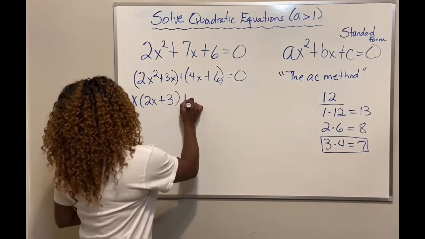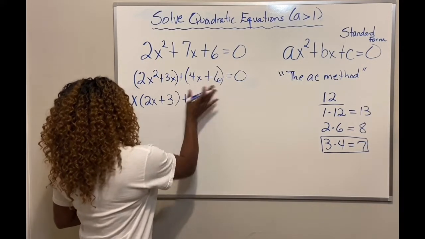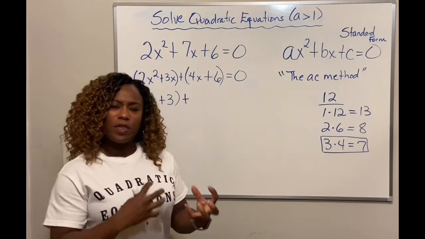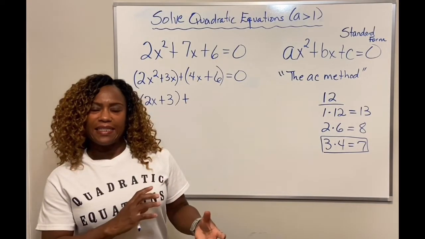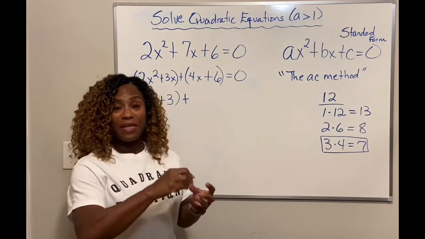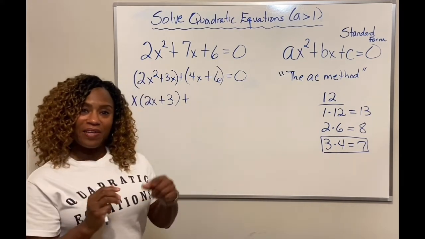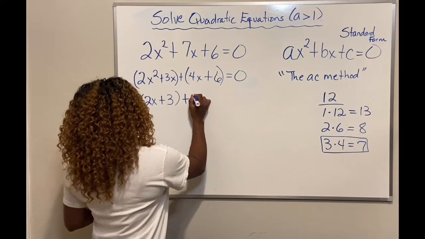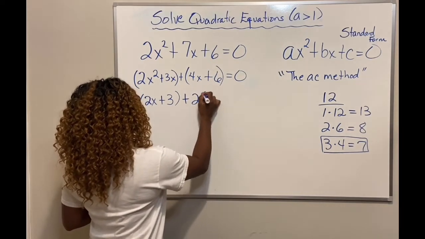So I'm going to take a look at 4x plus 6, and I'm going to ask myself, what do 4x and 6 have in common? The only thing they have in common is the 2. So I'm going to actually factor a 2 out of that grouping. And I literally mean I'm going to pull a 2 out to the front.